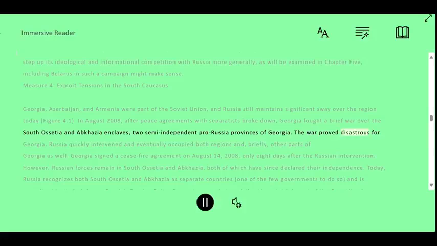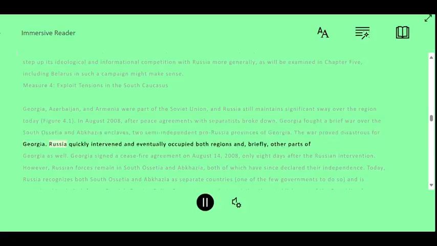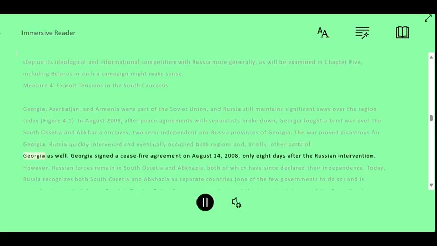The war proved disastrous for Georgia. Russia quickly intervened and eventually occupied both regions and, briefly, other parts of Georgia as well. Georgia signed a ceasefire agreement on August 14, 2008, only 8 days after the Russian intervention.